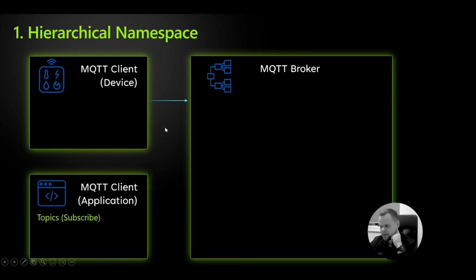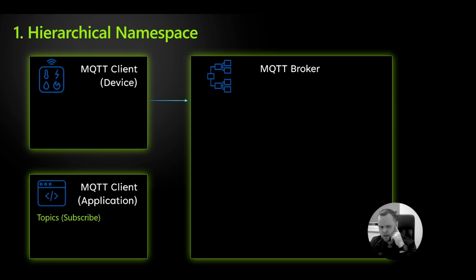Hierarchical namespace is by far the most important one, and it basically defines the structure of the nature of MQTT. What you see on the screen here is two applications and one broker, and MQTT is a PubSub protocol, which means there is no direct communication between the clients, but only communication through the broker that distributes the communication according to the subscriptions.